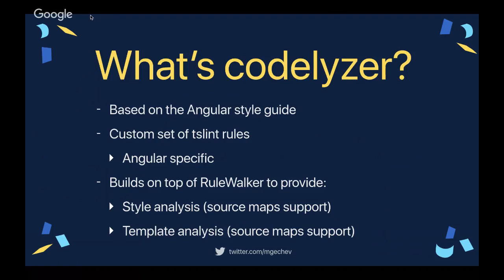I had the chance to be part of the style guides team, and I was thinking how we can enforce these best practices even further in an automated way. So I built first a set of TSLint rules, which were Angular specific. But after that, on top of the rule walker of TSLint, there was an extension allowing us to analyze Angular styles and templates. At the same time, Codelyzer supports source maps for our templates and styles. So basically, we can write our styles with Sass or basically anything we want to, as well as our templates.